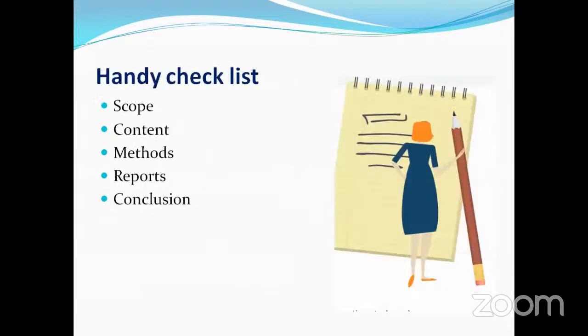And then it is better to have a handy checklist. Since it is a research presentation, we should definitely have a handy checklist for how we are planning. The major outline will be the scope of our research work, what the content should be, what methodology we have followed, and how to report and give the conclusion. So there is a need for a handy checklist for scope, content, methods, reports, and conclusion.